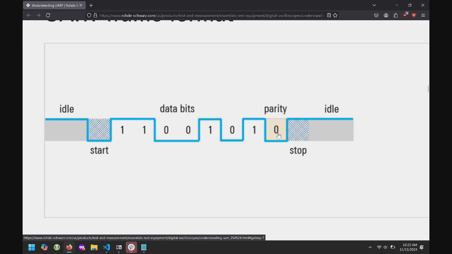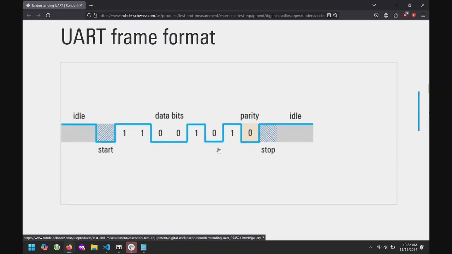Most likely you will only use 8 data bits. If you're sending ASCII, ASCII is only 7 bits, so maybe that's why you would want to use 7 bits here. You could also extend it out a little bit further, but generally it's locked to 8 bits. Yeah, so this is UART.